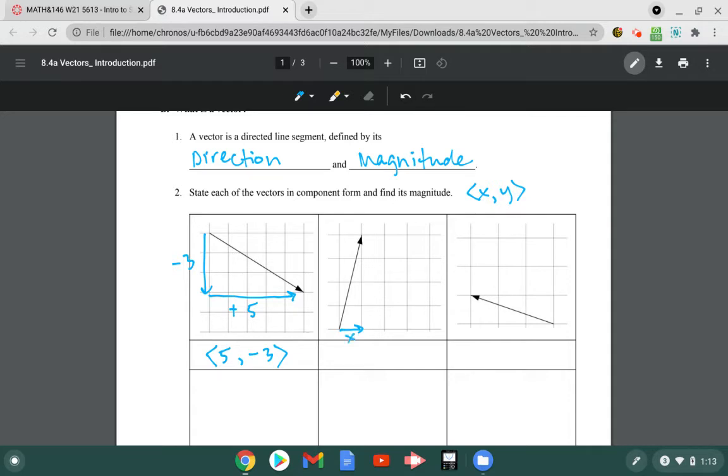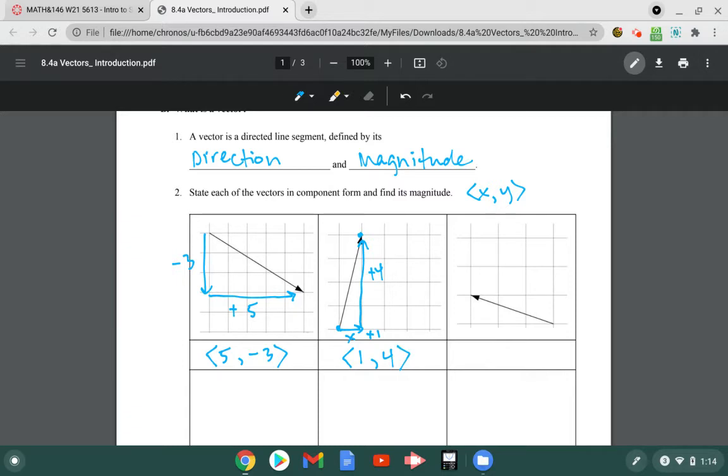Okay, for the next one, I've got my X component. Notice how I'm starting at the initial point of that vector and I'm moving towards the terminal point of the vector. So in the X direction, I need to move +1. And in the Y direction, I need to move 1, 2, 3, 4, +4. So component form is going to be positive 1 comma 4.